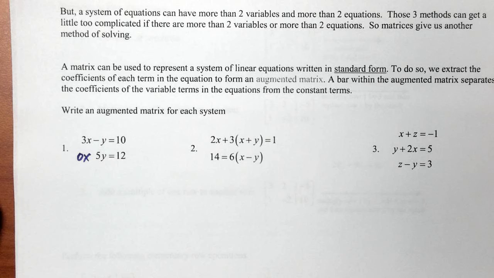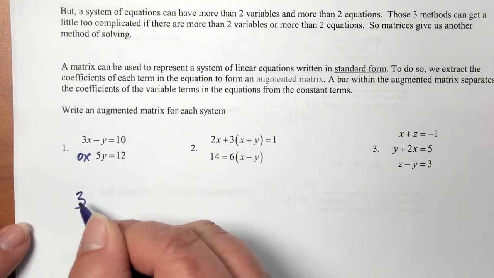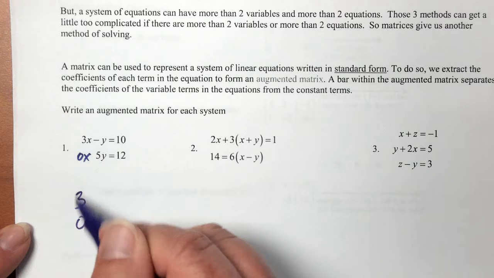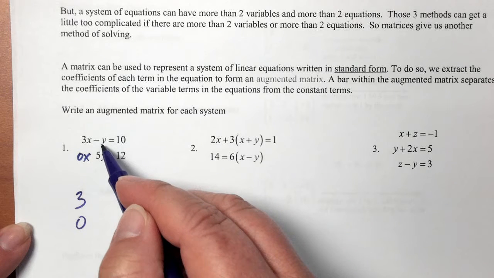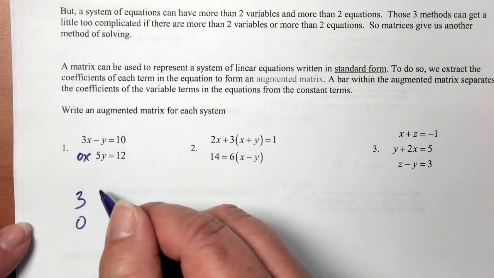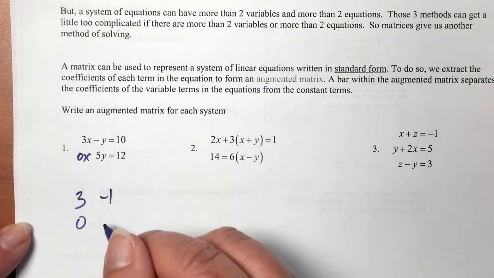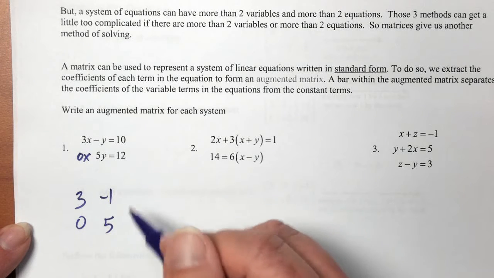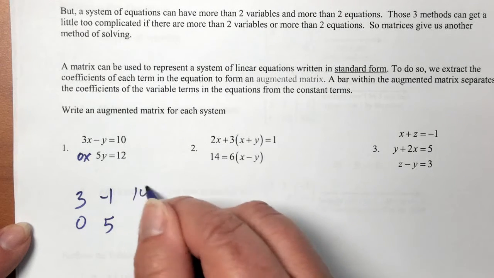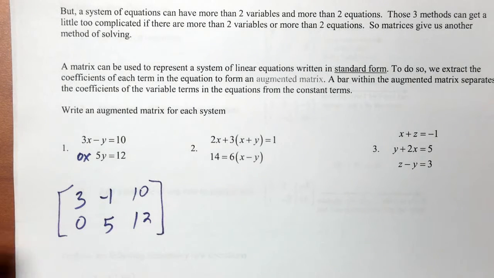So I'm in the order I need, and I'm just going to write the numbers down and not worry about the variables. So 3 and 0, because those are my x values. The coefficient in front of the negative y here is -1. The coefficient in front of the y in the second equation is 5. We don't need to put anything for the equals, and then we'll put our constants at the end, so 10 and 12. Okay, this is the matrix that we can use.